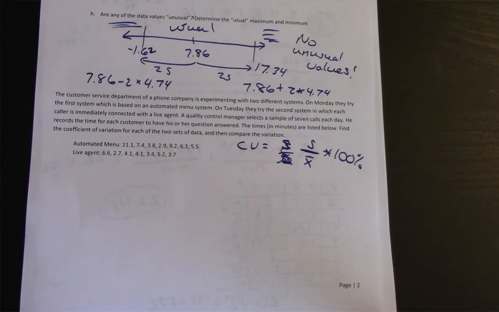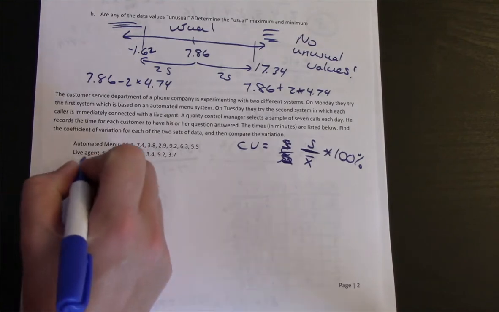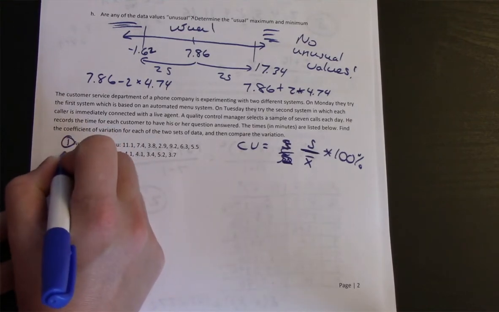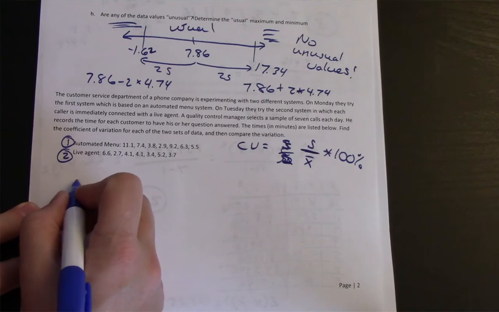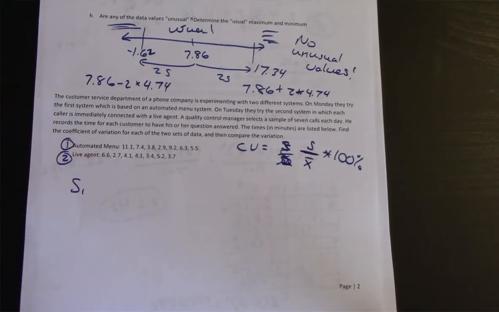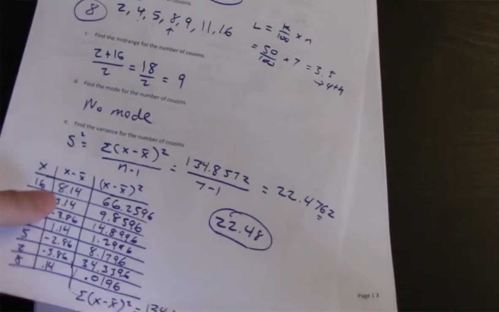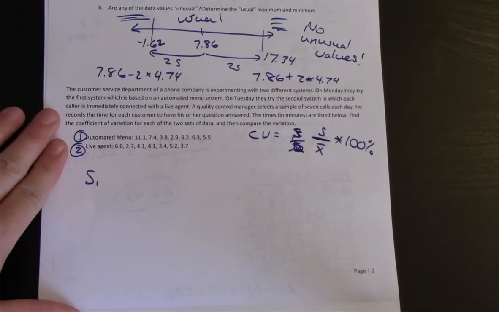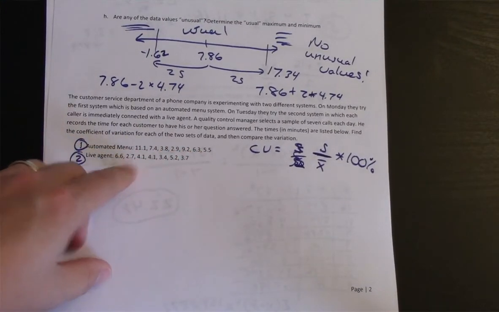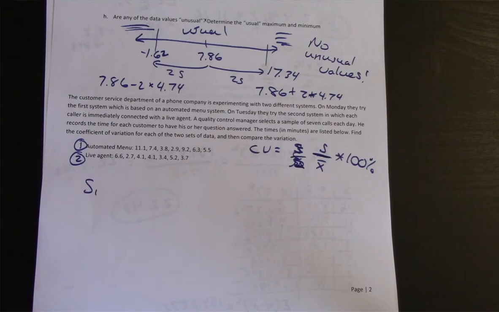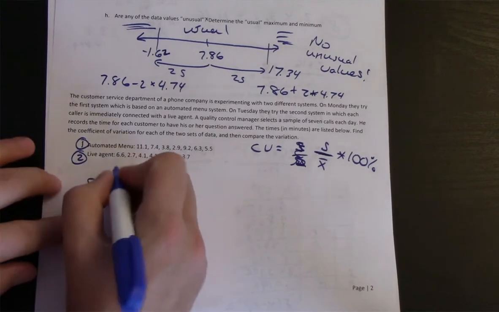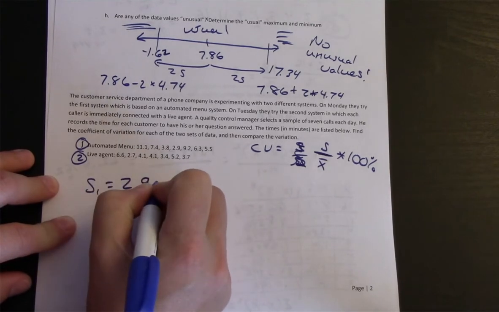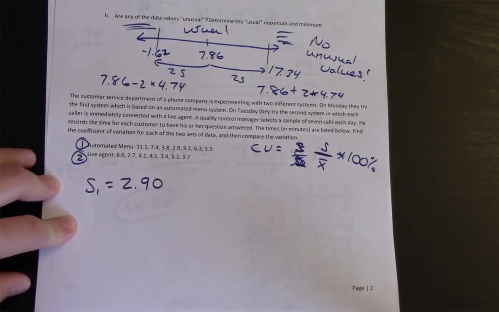Now we need to figure out what it is for the automated. I'll use automated is 1, live is 2. So what is S1? What is the standard deviation for the automated menu? You would have to go through the same steps that I did when calculating the standard deviation for the number of cousins. I'm going to save us time and tell you what it is, but please double check that you are able to do this on your own. If you don't get the same answer as me, post on the discussion board and we can talk about it. So what do I get? I get 2.90 for my standard deviation.